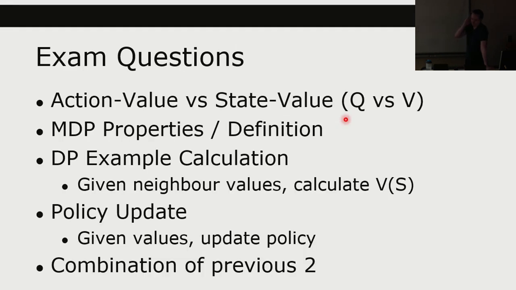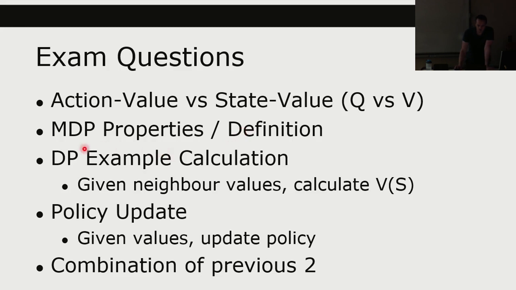So some possible exam questions based on this: action value and state value, so what is Q of S,A versus what is V of S. The properties of MDPs, I could give you, for example, the description of a problem and ask you if that fulfills the Markov property, so is this an MDP or is it non-Markov? I could ask you to give me the properties of an MDP, so the S, A, P, R, and gamma, what do each of those mean?